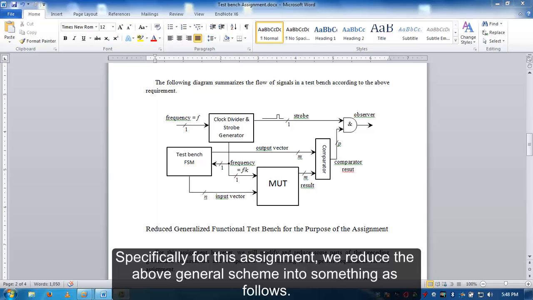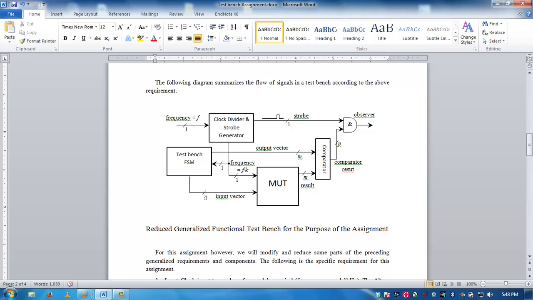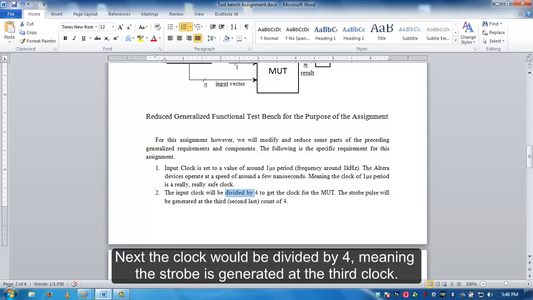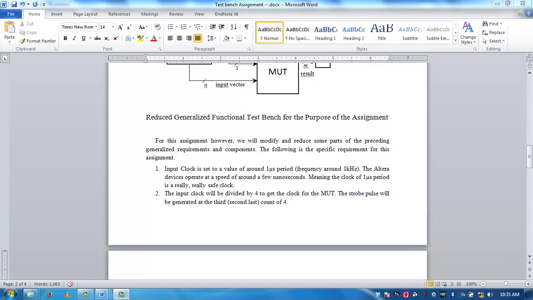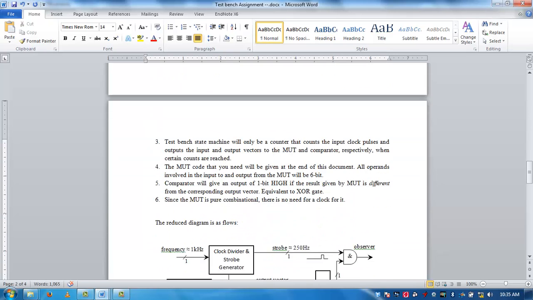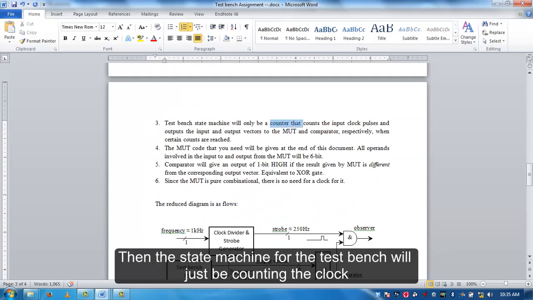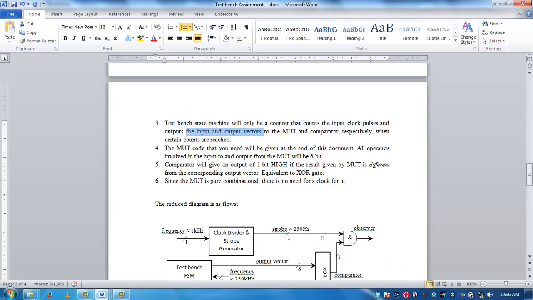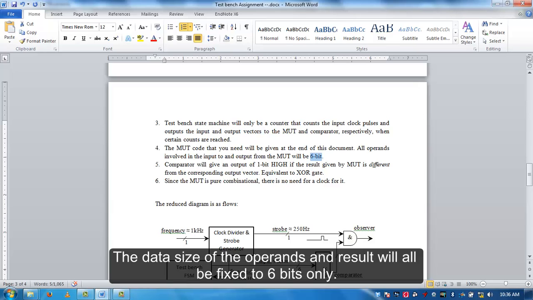Specifically for this assignment, we reduce the above general scheme into something as follows. First, we set the clock to a 1 millisecond clock. Next, the clock would be divided by 4, meaning the strobe is generated at the third clock. Then the state machine for the test bench will just be counting the clock pulses and issuing the input and output vectors according to the count. The data size of the operands and the result will all be fixed to 6 bits only.